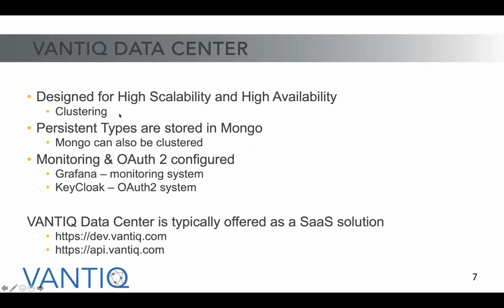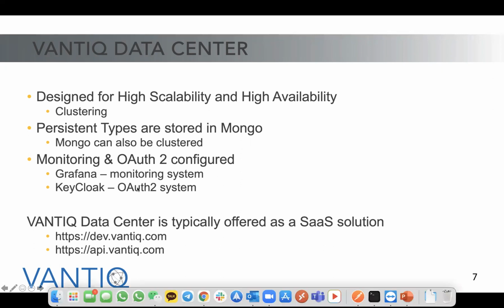Sorry, let me just continue something here. So in the data center installation, you have the high availability and high scalability of Vantiq running the clustering. So you need at least 3 nodes for the Vantiq servers. You have Mongo running in cluster mode for high availability as well. You have Grafana running to monitor the system, and you have Keycloak running to do the authentication.